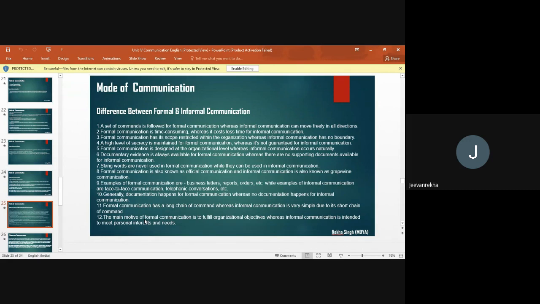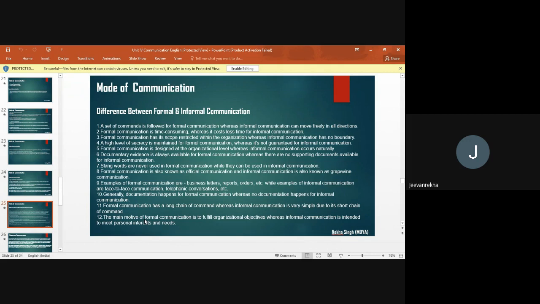Whereas there is no guarantee for informal communication. If you are in the private sector or any other company and you are using informal communication, there is no guarantee the message will not be disclosed. There is no guarantee it will not be spread. There is no guarantee of your words, whatever you are saying to your employees or your boss, right?